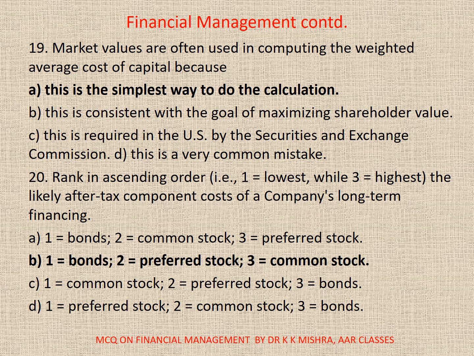20. Rank in ascending order, say 1 is lowest and 3 highest, the likely after tax component cost of a company's long term financing. So here the correct option is B. 1 is equal to bonds, 2 is equal to preferred stock, 3 is common stock. This is the correct option.